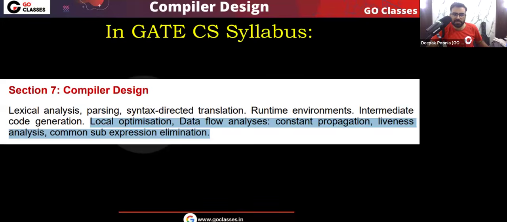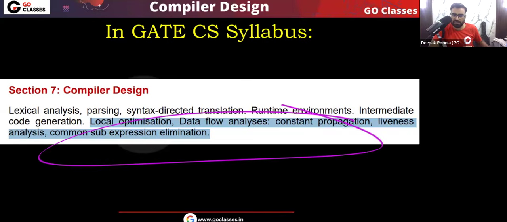Now let's see what we have in the GATE syllabus. So far we have seen a lot of concepts, a lot of definitions, a lot of ideas. But a good thing is that in the GATE syllabus, we don't have all of these things. In the GATE syllabus, we have local optimization. We have data flow analysis, and in the data flow analysis also, we only have three analyses: constant propagation, liveness analysis, and common sub-expression analysis. There is no other analysis or optimization in the GATE syllabus. And what we have in the GATE syllabus, that we will study.